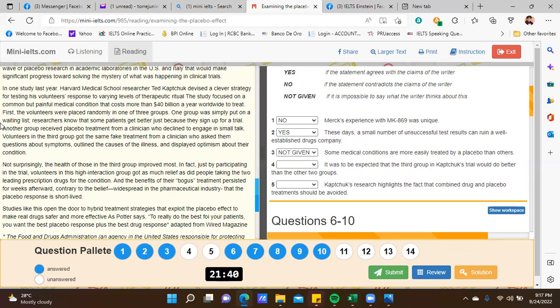One group was simply put on a waiting list. Researchers know that some patients get better just because they sign up for a trial. Another group received placebo treatment from a clinician who declined to engage in small talk. Volunteers in the third group got the same fake treatment from a clinician who asked them questions about symptoms, outlined the causes of the illness and displayed optimism about their condition. Not surprisingly, the health of those in the third group improved most.